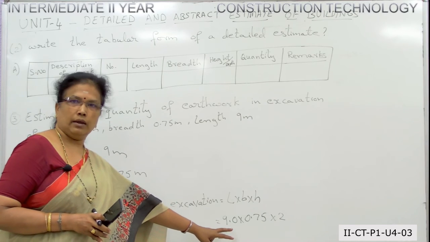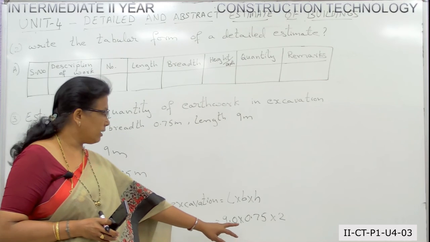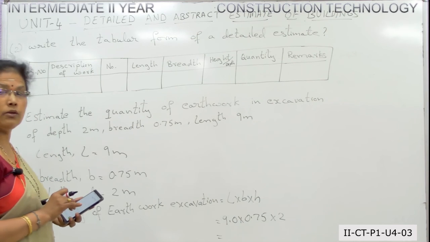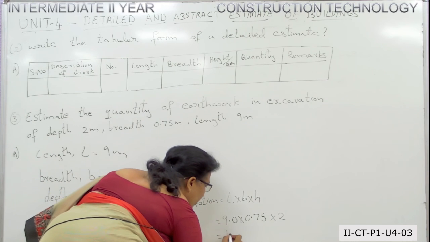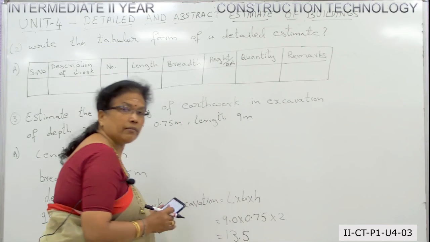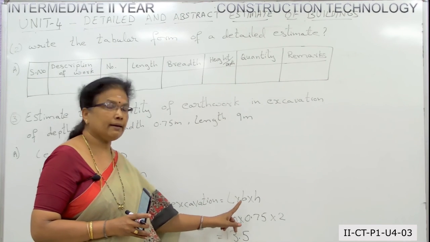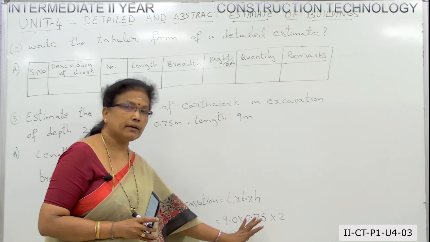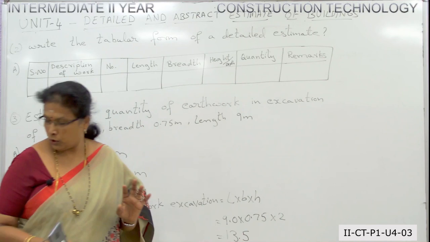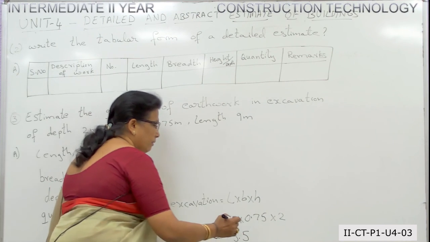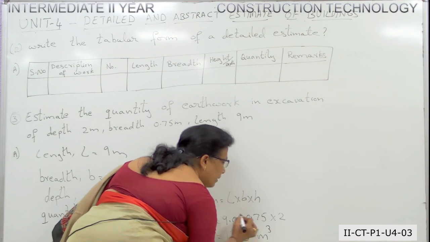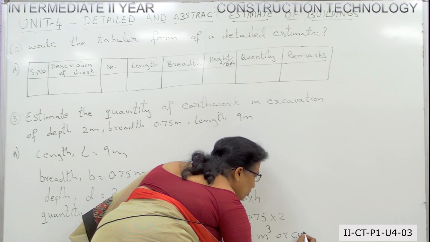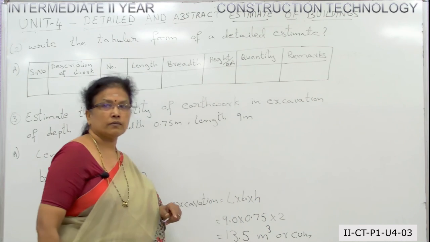Calculators are allowed for your exam. So, with the help of a calculator, you can calculate this: 9 into 0.75 into 2. That is, you are getting 13.5. And the unit: this is in meter, this is in meter, and this is in meter. Meter multiplied by meter into meter. There are 3, so the units are cubic meter. You can write it like this, or you can write CUM anyway.